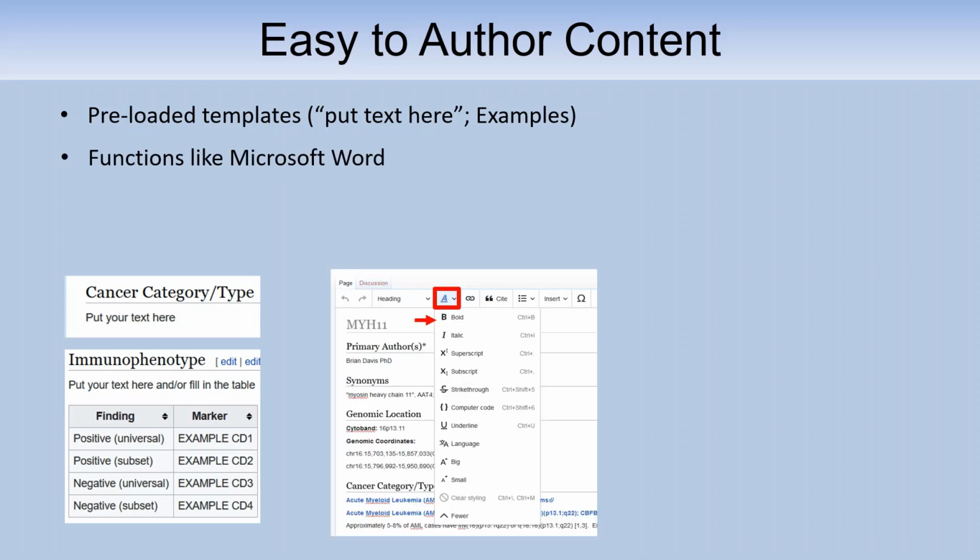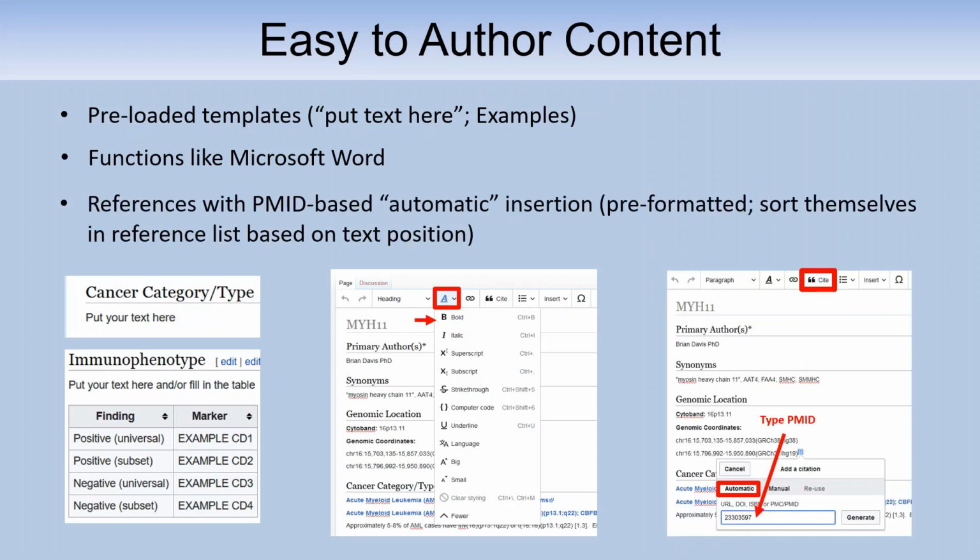It functions like Microsoft Word. So if you wanted to bold some text, you would just highlight whatever text you wanted to bold and then click bold. To add citations, you would click a button called Cite right wherever you wanted to insert that citation. It pops up a box. You make sure you're on automatic. You put in your PMID, you generate, and you select that reference and it'll pop in. It'll auto-generate a list of the references at the bottom. You don't need to format anything.